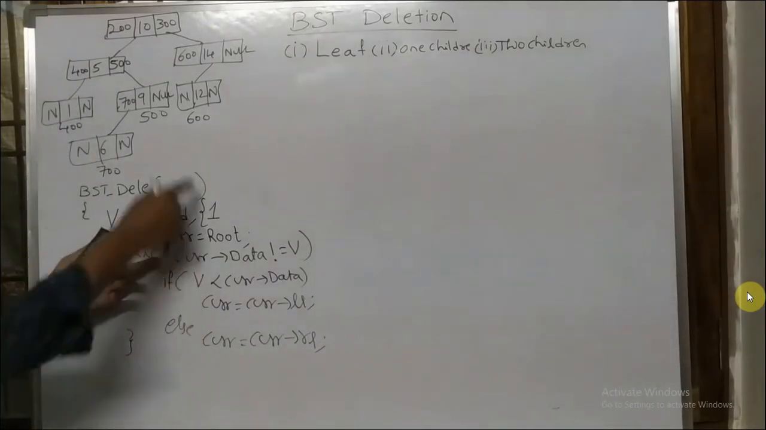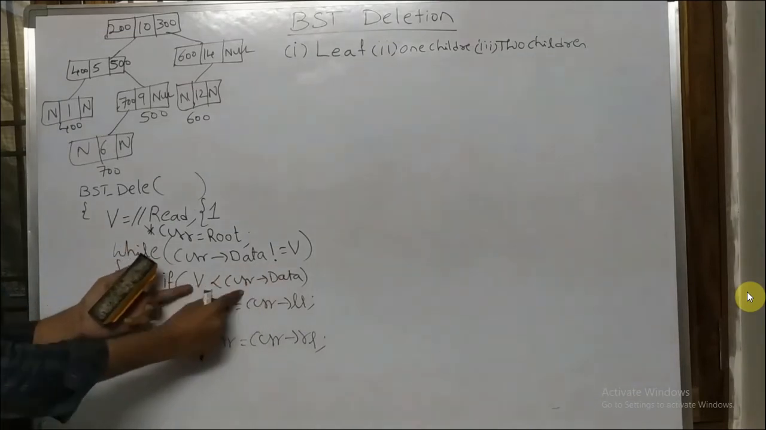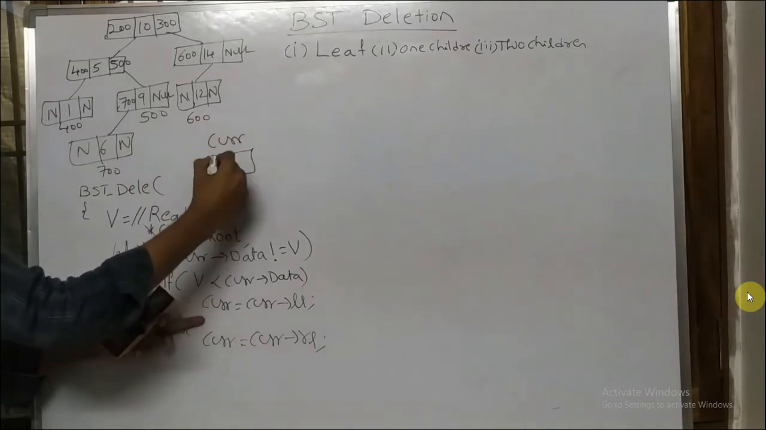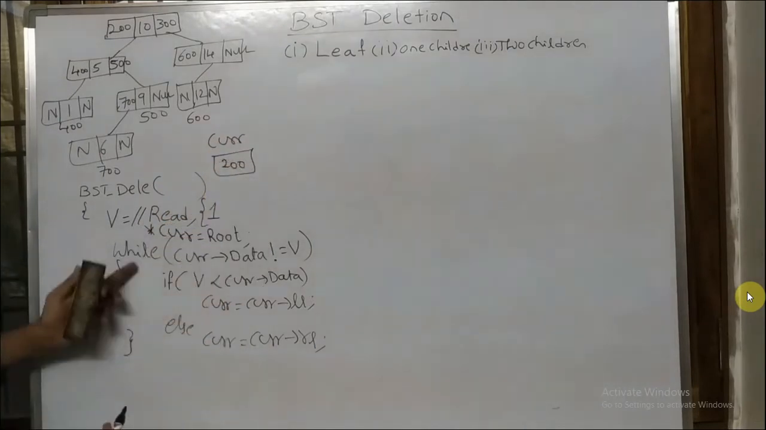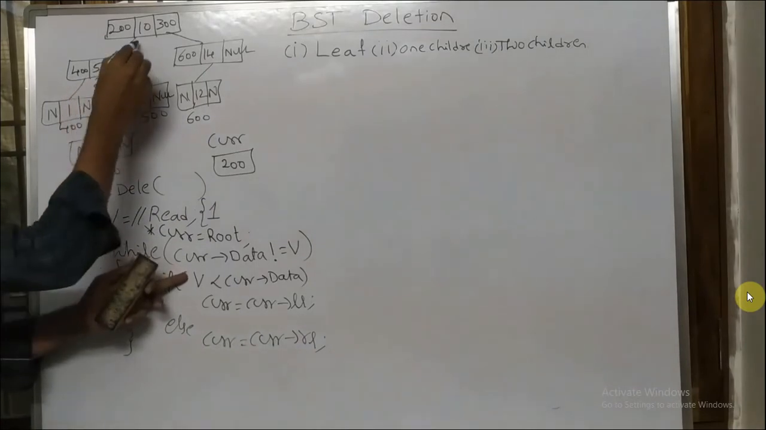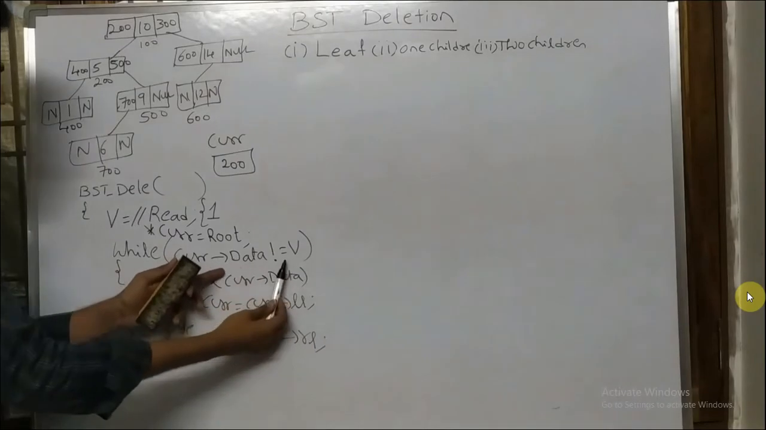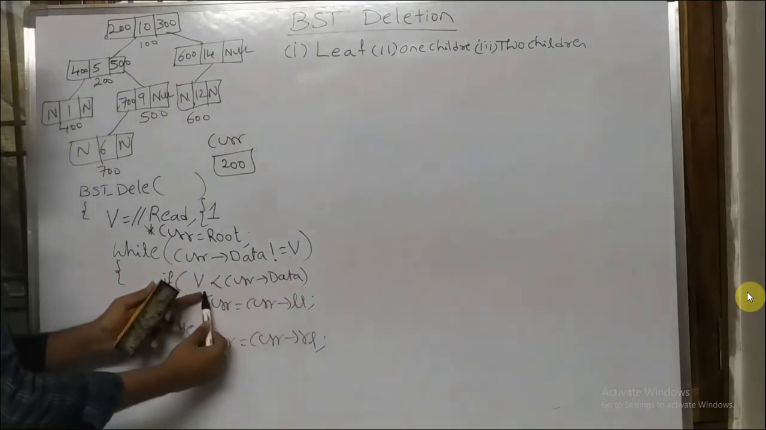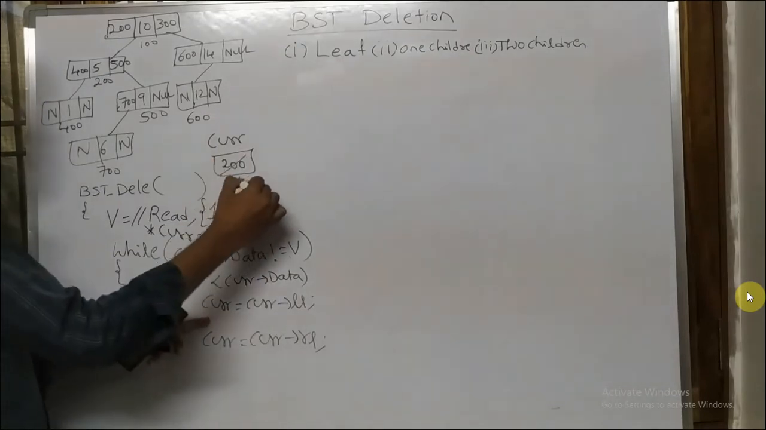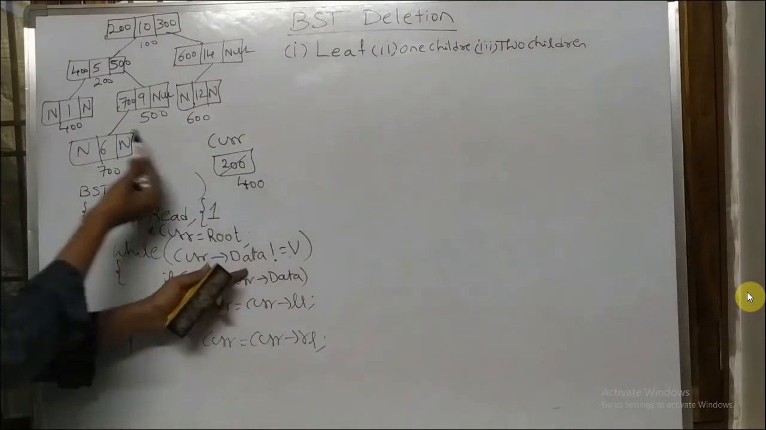Check: is 10 not equal to 1? Yes, so we go into the loop. Is 1 less than 10? Yes. Current is modified to 200. Now executing: 200->data is 5. Is 5 not equal to 1? Yes, so it goes into the loop. Is 1 less than 5? Yes. Current equal to current->left. What is the current->left link? 400. Now, is 400->data not equal to v?